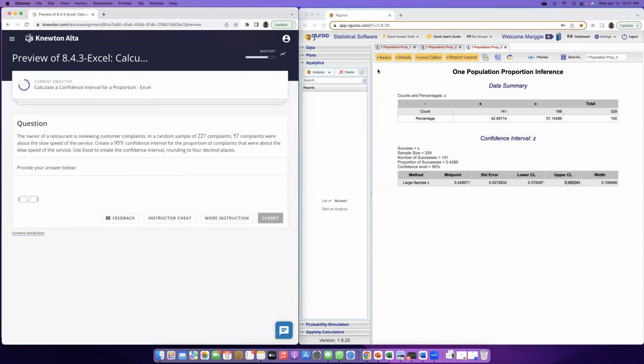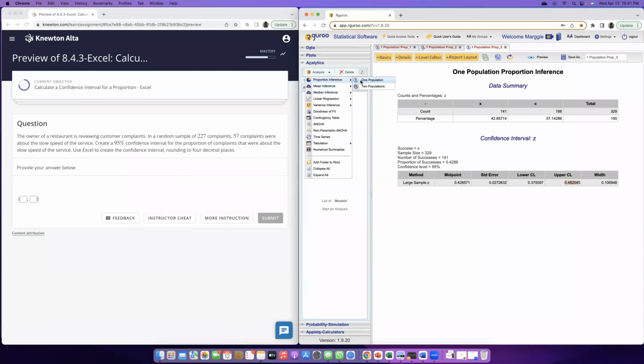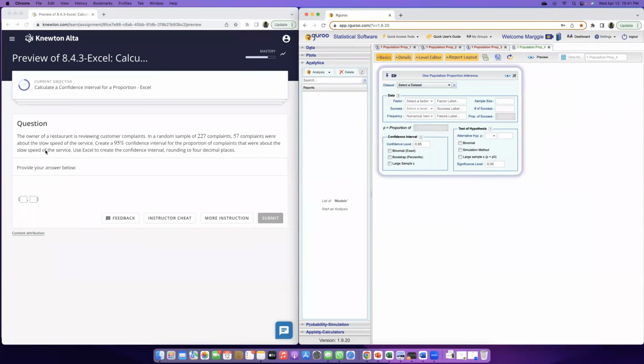Doing one more time. I'm going to open a new one here. Again, analytics, analysis, proportion, inference, 1 population. The owner of a restaurant is reviewing customer complaints. In a random sample of 227 complaints, 57 complaints were about the slow speed of the service. Again, we need to create a 95% confidence interval for the population proportion of complaints that were about the slow speed of the service.